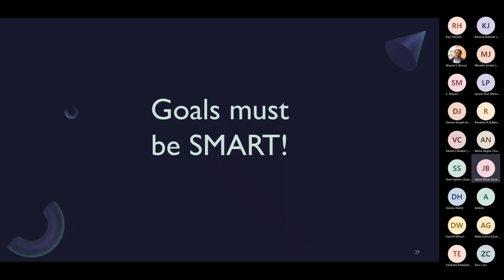And teams must have clear goals to achieve success. Goals have to be SMART. And I'm sure you all have heard of the acronym SMART. Does anybody remember what it means?